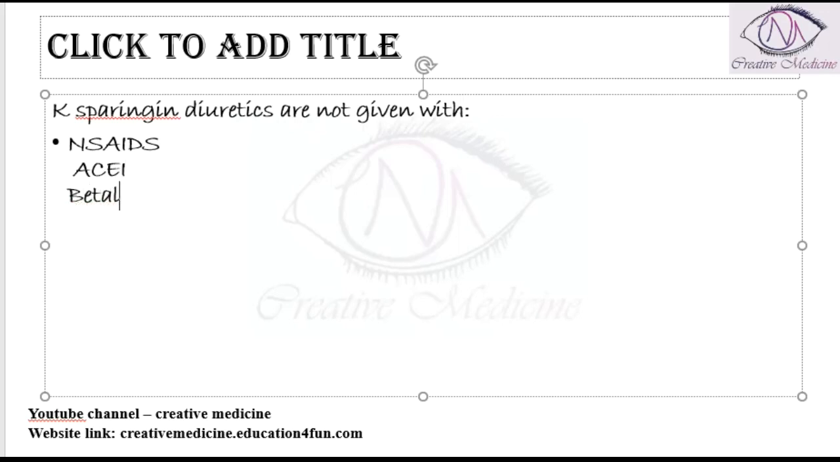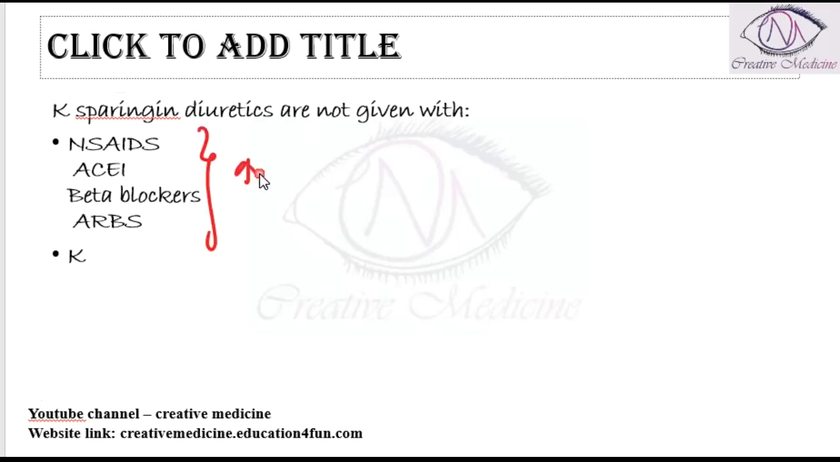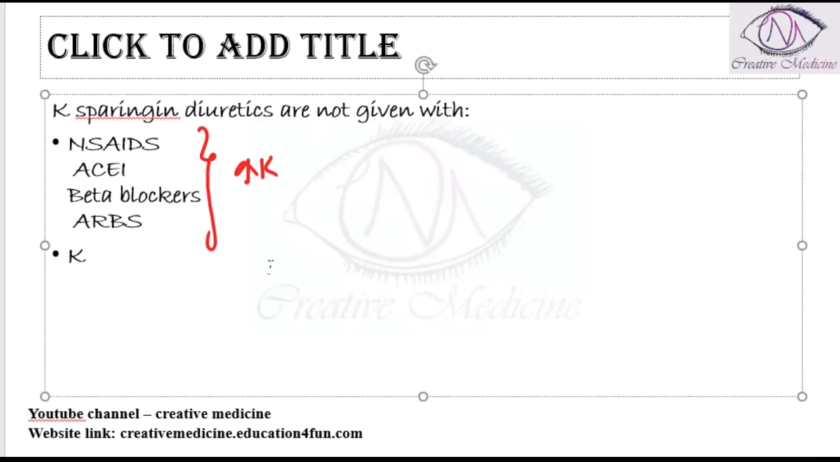We should not give them along with beta blockers, or ARBs, or with potassium, because all of these cause hyperkalemia by themselves. Even potassium channel blockers will cause hyperkalemia. So if you give these drugs along with potassium sparing diuretics, they will precipitate hyperkalemia, so these are not given.